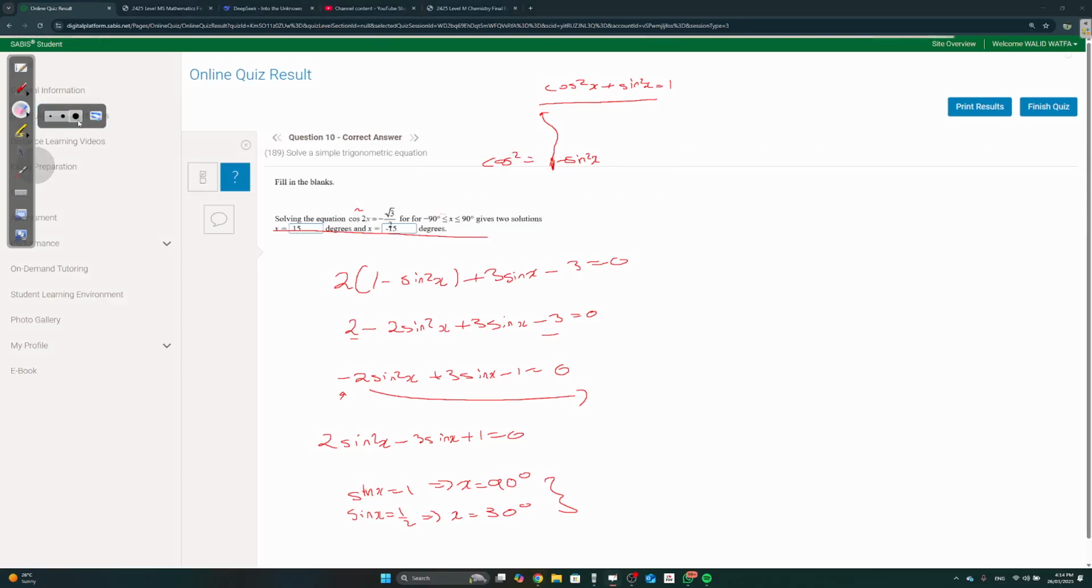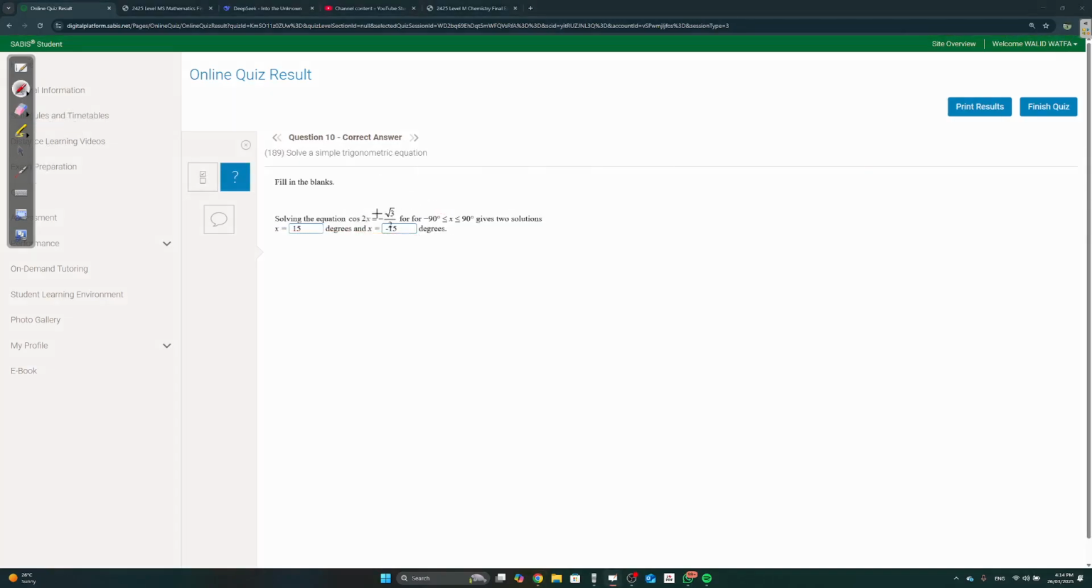Okay, question 10. Cosine 2x is equal to minus root 3 over 2. And they want both solutions. Okay, so let me rewrite this because it's not showing properly. So minus root 3 over 2. How do we solve this? Obviously, we're going to do shift cosine. But what many people get wrong is they mess up here. Cosine 2x is equal to minus root 3 over 2.